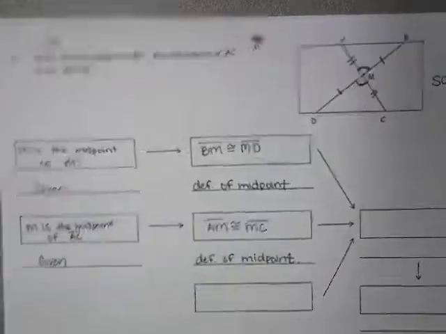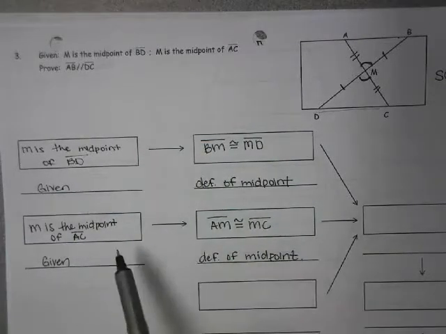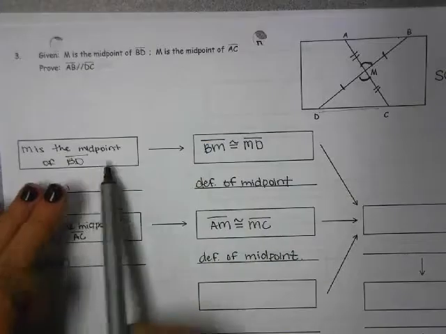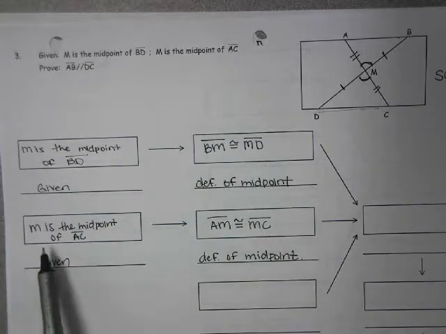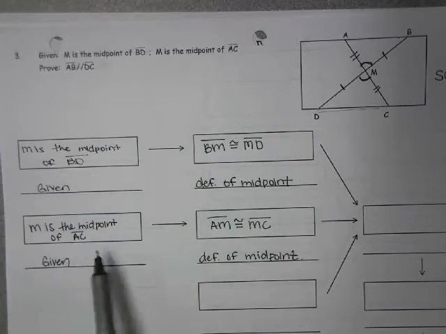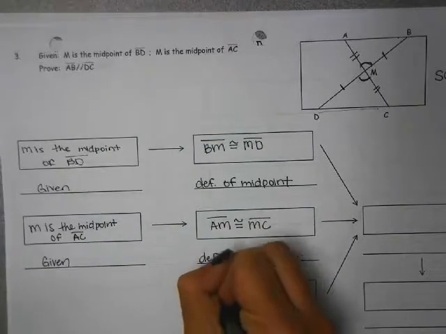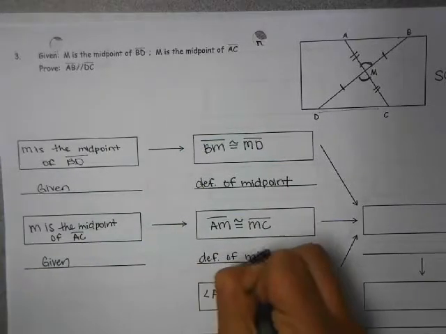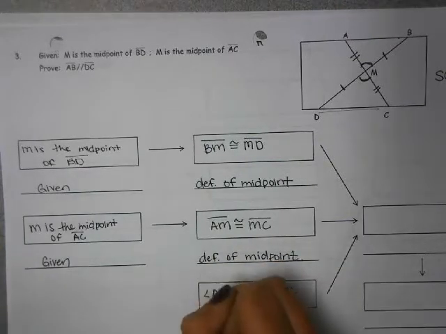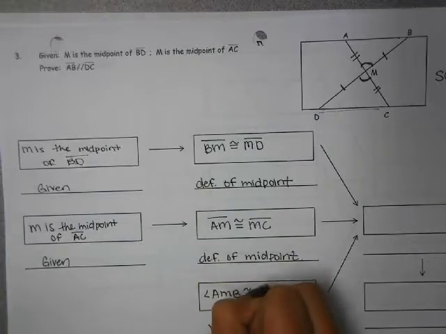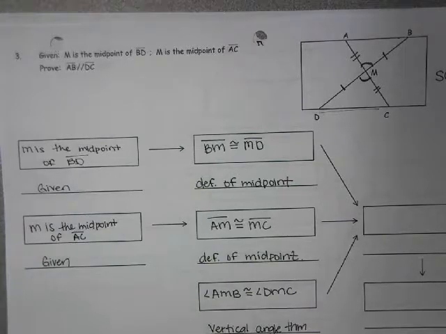Okay? So while you're writing down, I'm just going to explain this. If you look, it's very logical. We give our givens, and then because we have this given, okay, well, what do we know? Well, we know that BM is going to be congruent to MD. If M is the midpoint of AC, then we know that AM is congruent to MC. Okay? And then the last thing that we can state is that angle AMB is congruent to angle DMC by the vertical angle theorem. Okay?